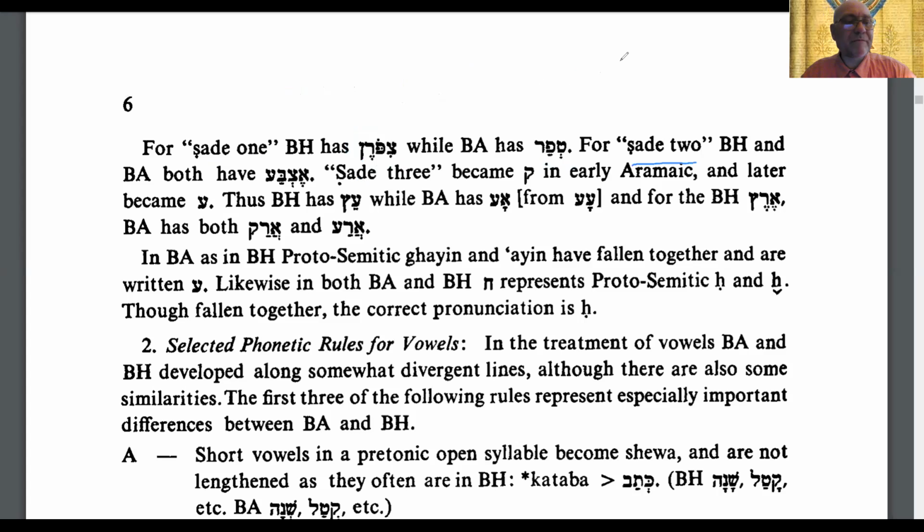For Tsadi 2, Biblical Hebrew and Biblical Aramaic both have Etzba. Looks like Etzba, T-S-B-A. Can put an H on there. Etzba, because that's silent there at the end.